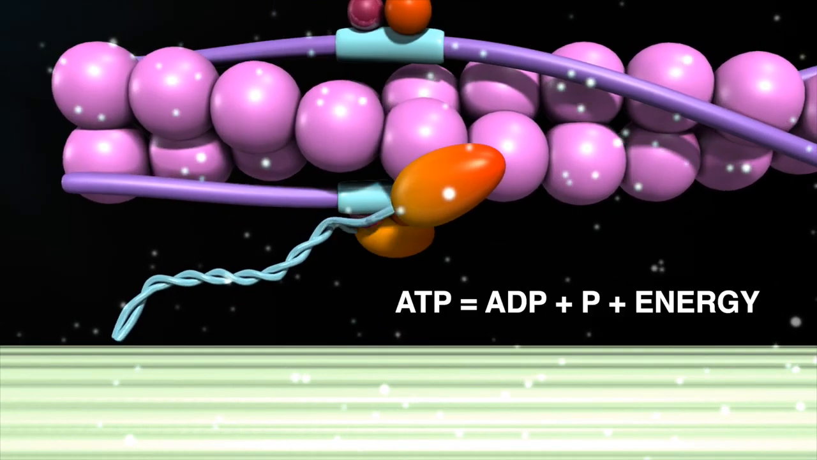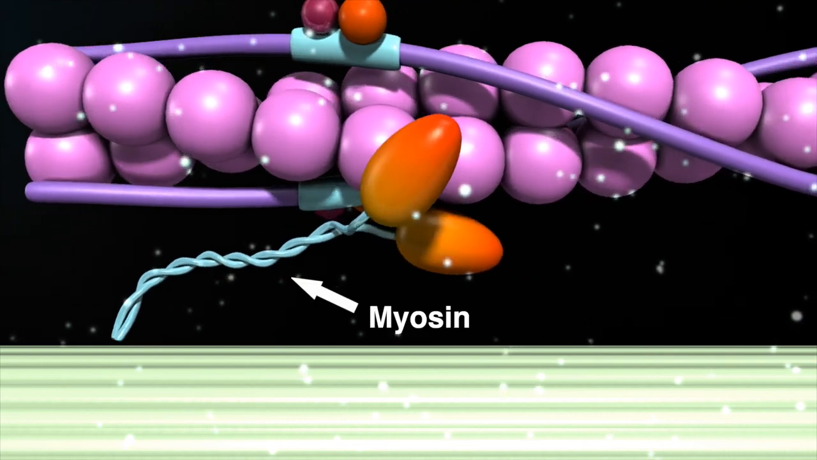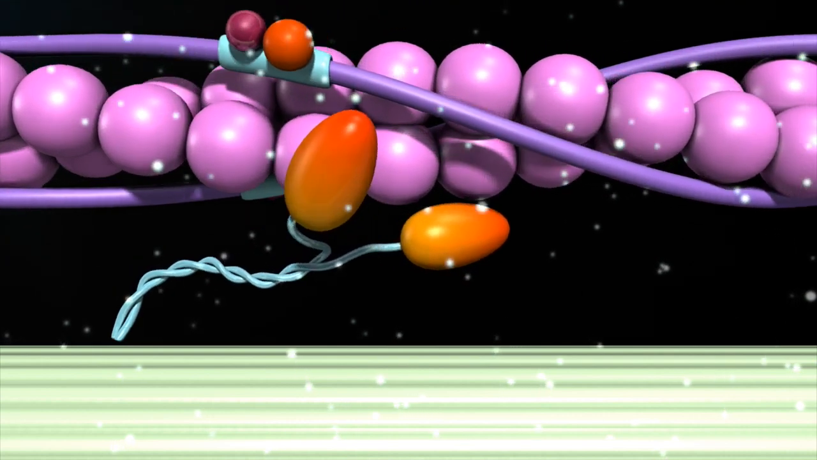The breakdown of ATP releases energy, which enables the myosin to pull the actin filaments inwards, contracting the muscle. This occurs along the entire length of every myofibril in the muscle cell.